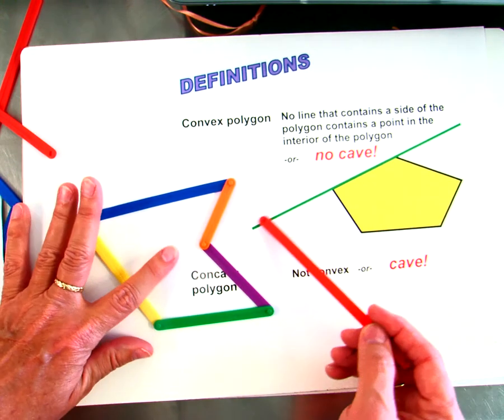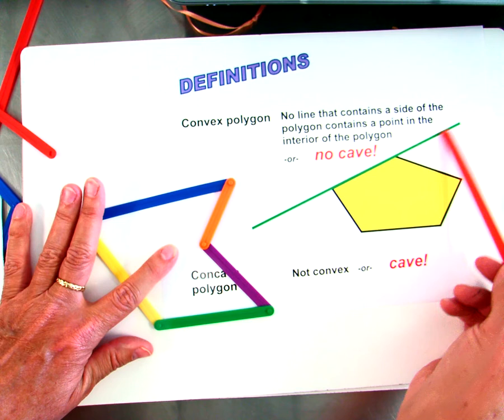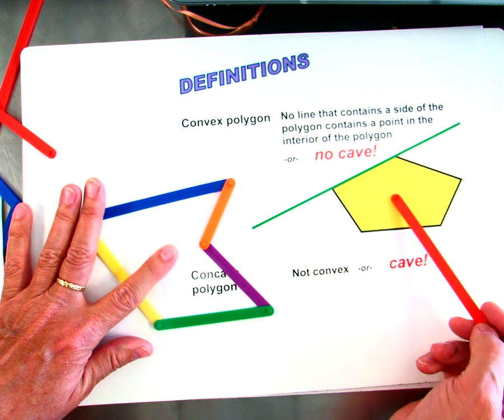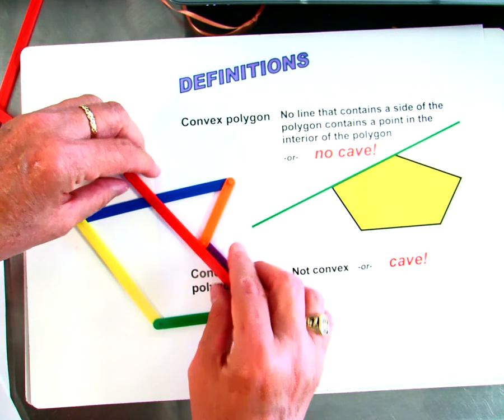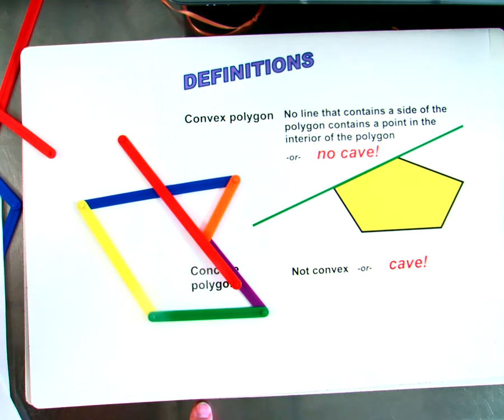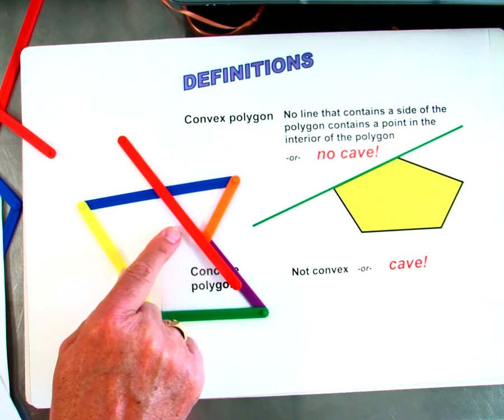This is convex. Here's a line that contains the side, and the line is on the side or outside. No part of the green line goes inside the yellow. As opposed to concave, if I extend this purple side through, then part of the red line, the extension of the purple, is inside of the polygon, therefore it is concave. So either type of definition works just fine. I like the cave because of the coincidence of it being part of the word concave. So it makes it easier for me to remember. Whatever is easier for you is just fine.